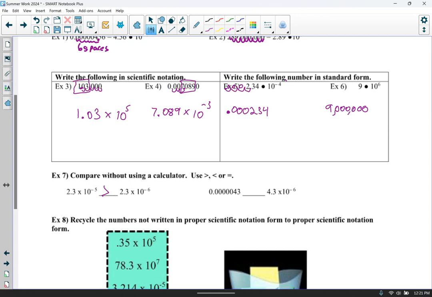In this next example, one's written in standard form, one's written in scientific notation. We have the same decimal part, the 4 and the 3, so I just look at our place values. It would be 1, 2, 3, 4, 5, 6. So this would be the same thing, 4.3 times 10 to the negative 6. They would be equal.